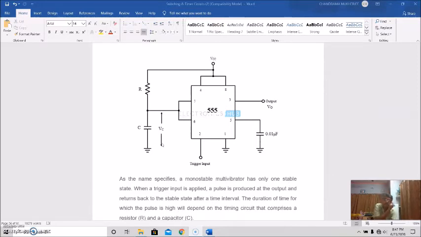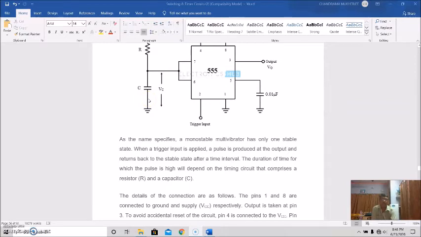When a trigger input is applied, a pulse is produced at the output and returns back to the stable state after a time interval. The duration for which the pulse is high depends on the timing circuit that comprises this R and C network.